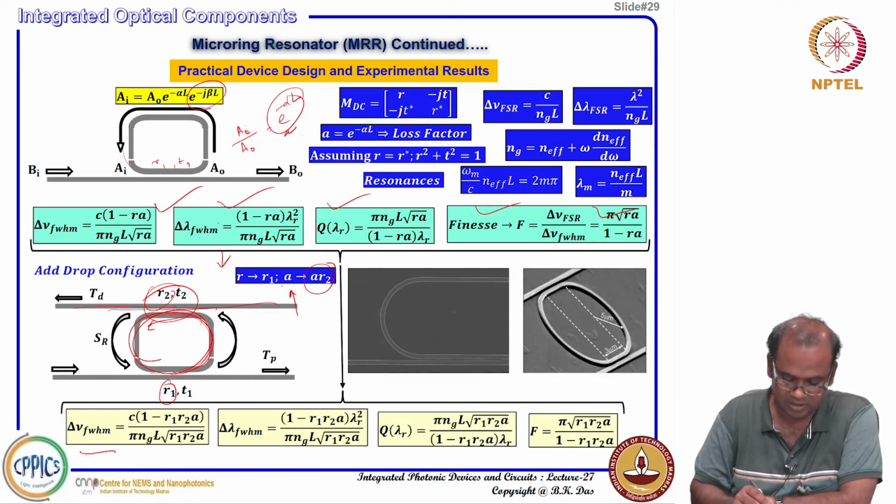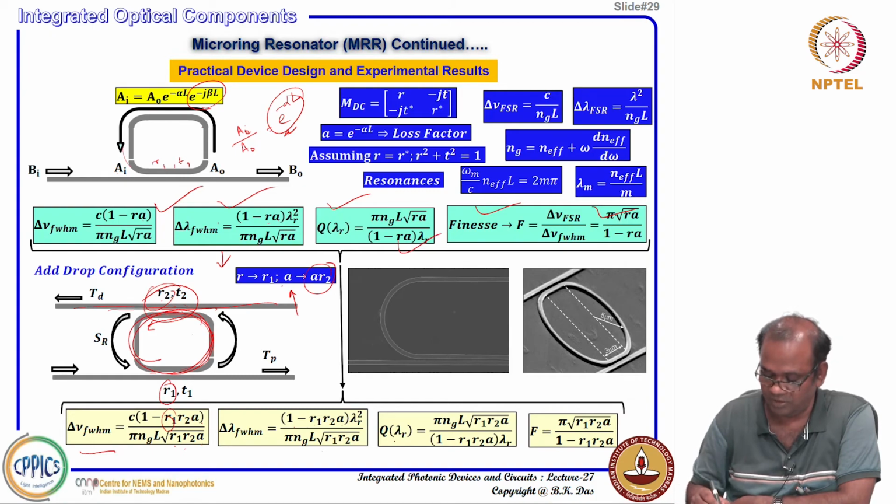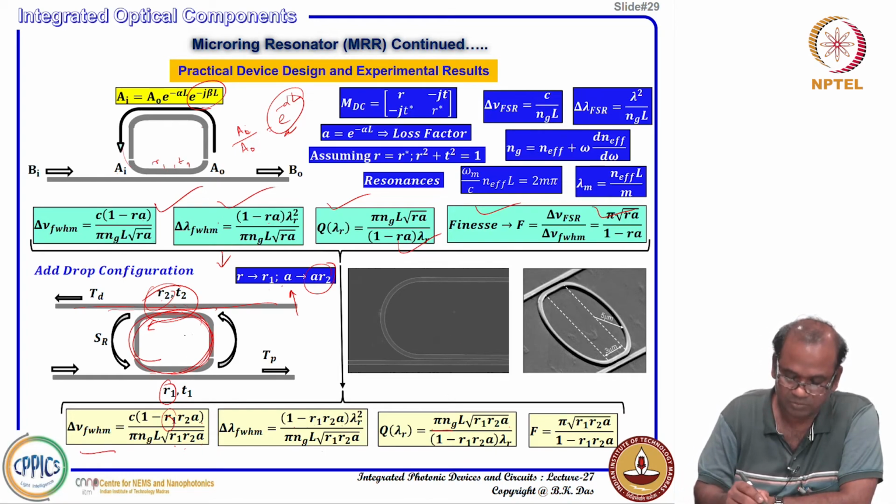You see, for delta nu FR, 1 minus RA, where R I am putting R1, A I am putting R2A, so R1 and A equal to R2A. Similarly, delta lambda has 1 minus RA, R means R1, A means R2A, over lambda R and pi ng L square root of R1 R2A. Q value, you see, Q equals lambda R, pi ng L, and square root of RA, that is R1 R2A, and 1 minus R1 R2A. So, just you put R1, because originally it was R here, that is why all this comes.